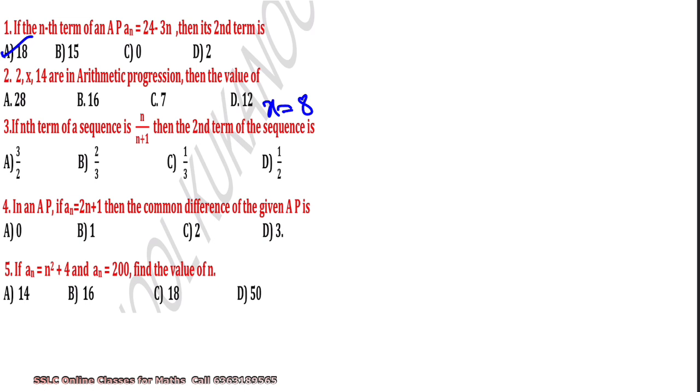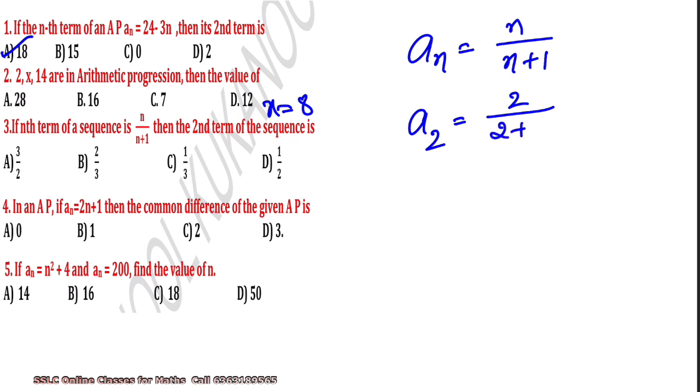Next, third question nodri. If the nth term of a sequence is n by n plus 1, then the second term of the sequence is. Nth term is given, that is an equal to n divided by n plus 1. We need to find out second term means what? We need to substitute n as 2. So it is 2 by 2 plus 1. 2 divided by 2 plus 1 is 3. So the option B is the right answer for us.